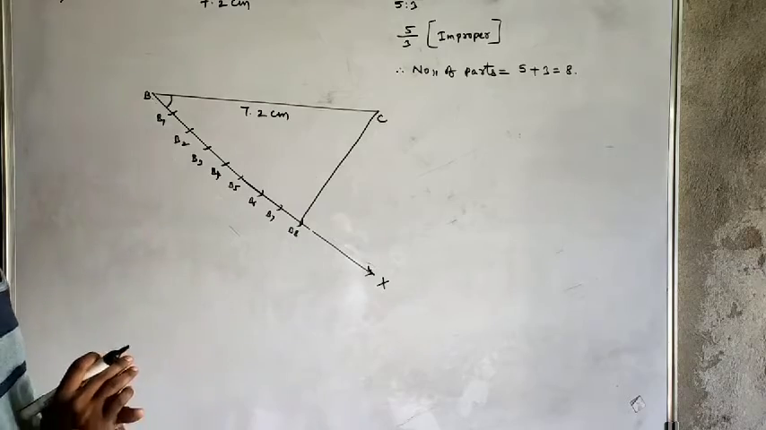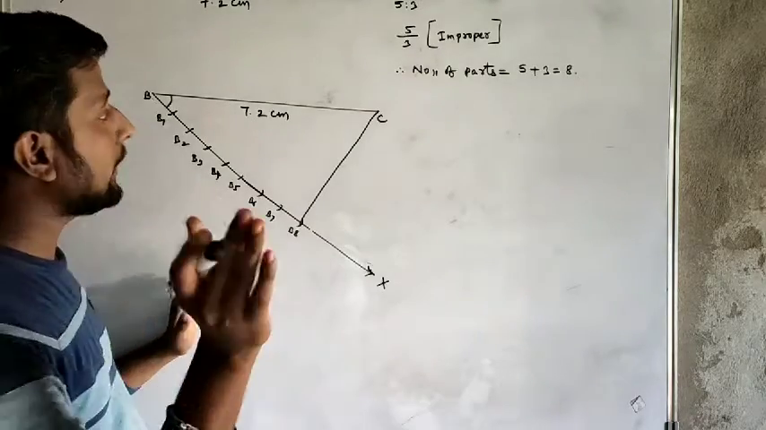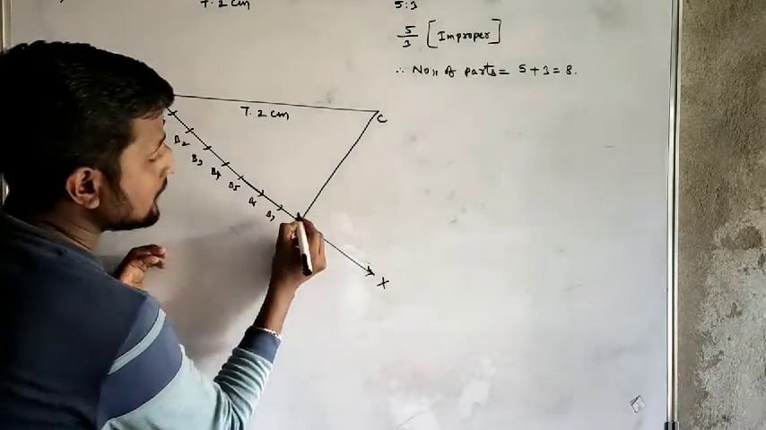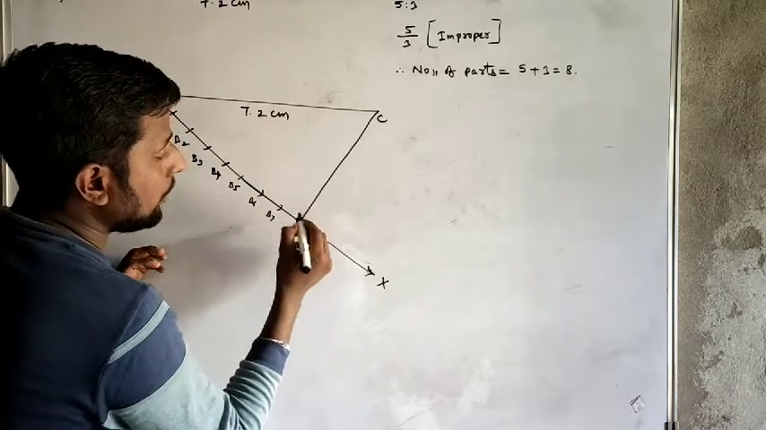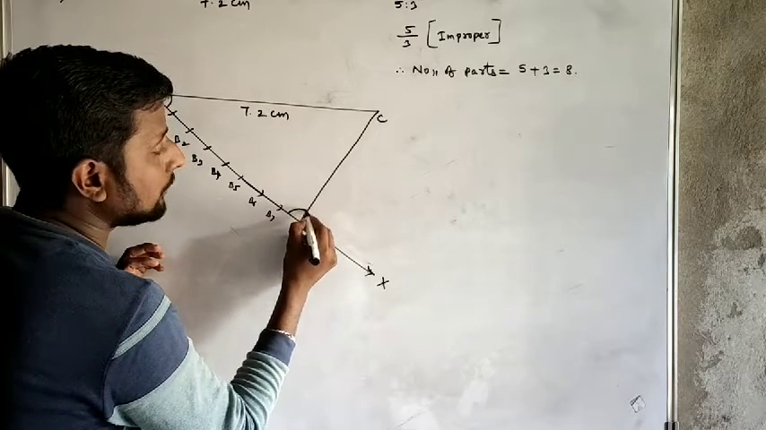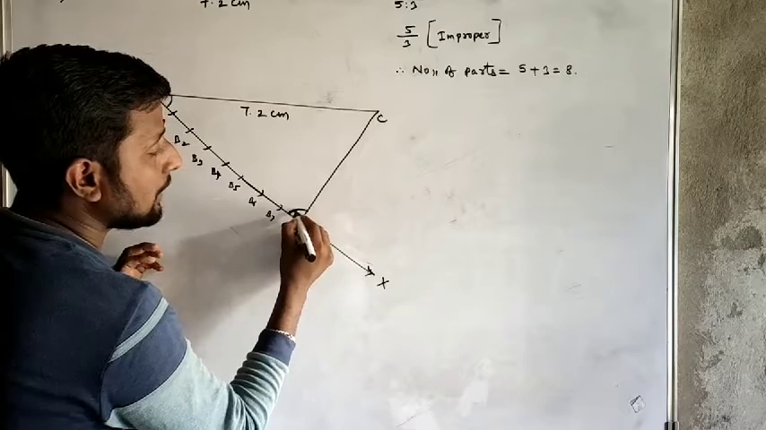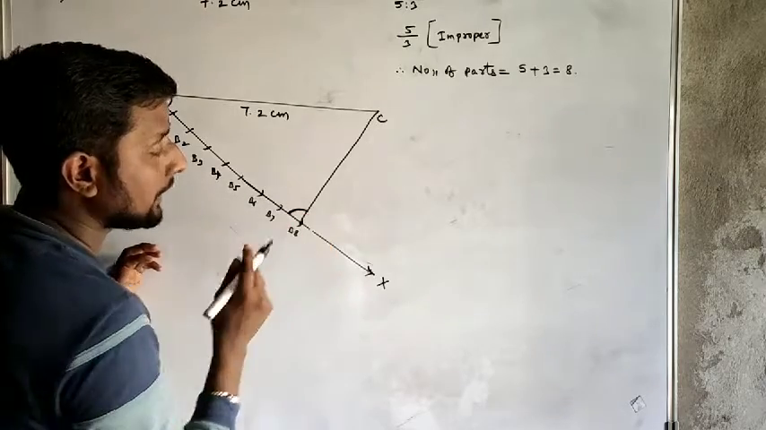Right. Then what should we do? Just with the compass. Now try to listen. Just with the compass, with the center B, mark an angle here. With the compass only. Okay. Compass, mark this angle. Correct?